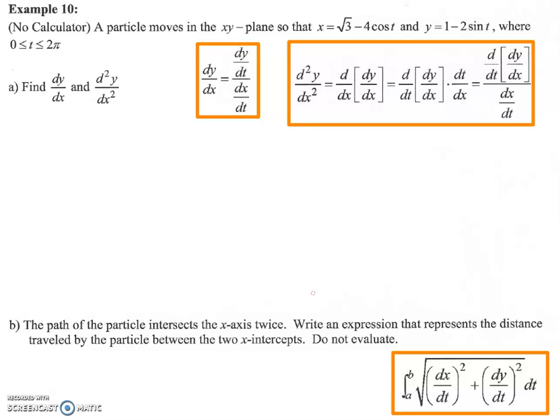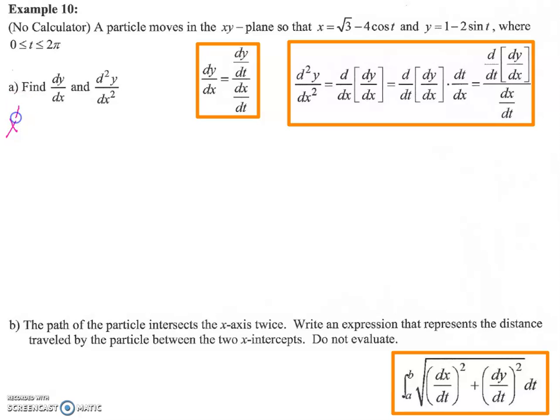So our last example for the day. Alright, so we've got an x equation, a y equation. This one we're just looking at some tricks. We've got sine and cosine. First thing it asks for is dy/dx and the second derivative. Alright, so let's start by finding x prime and y prime.